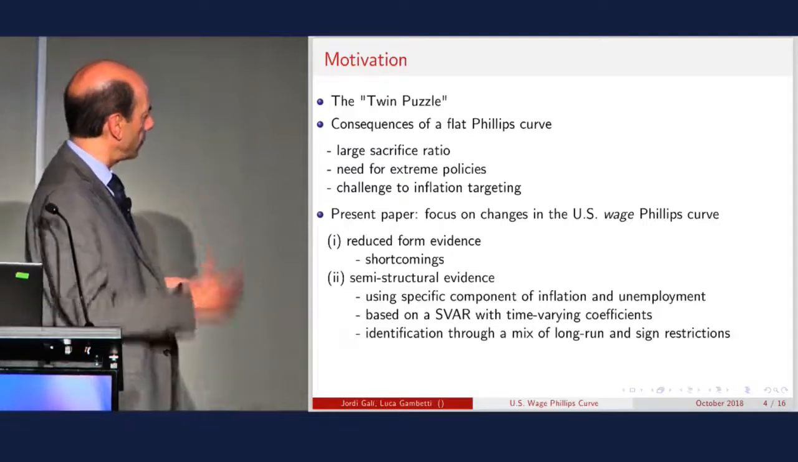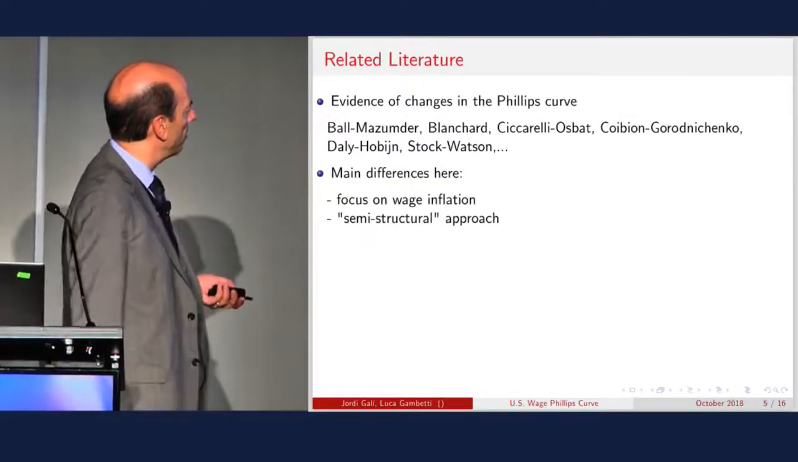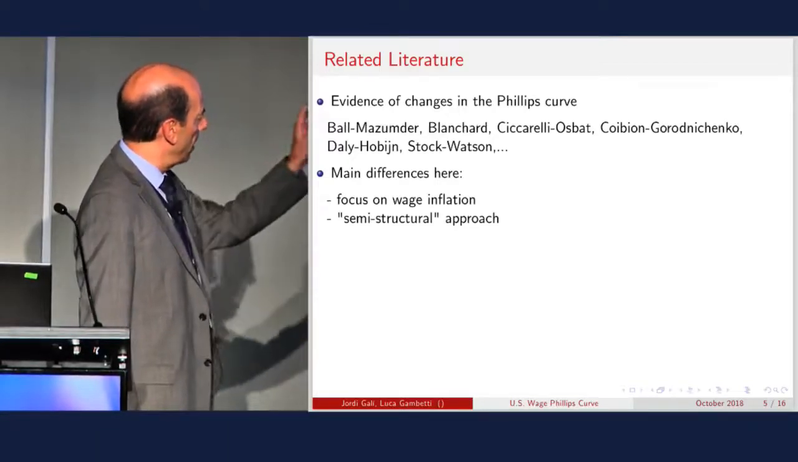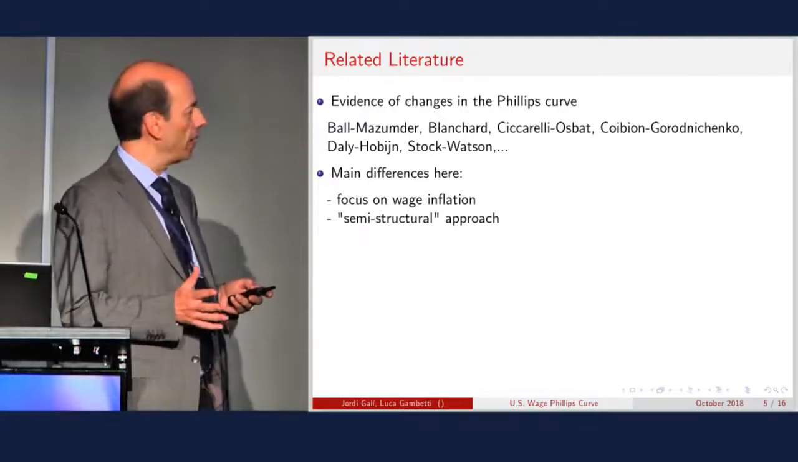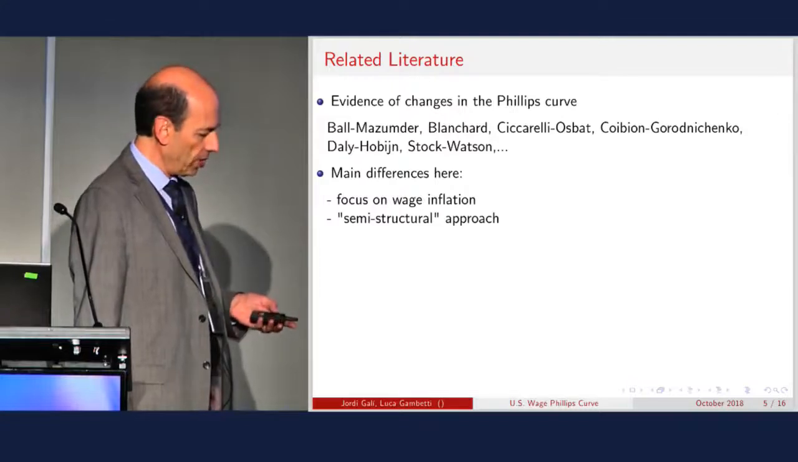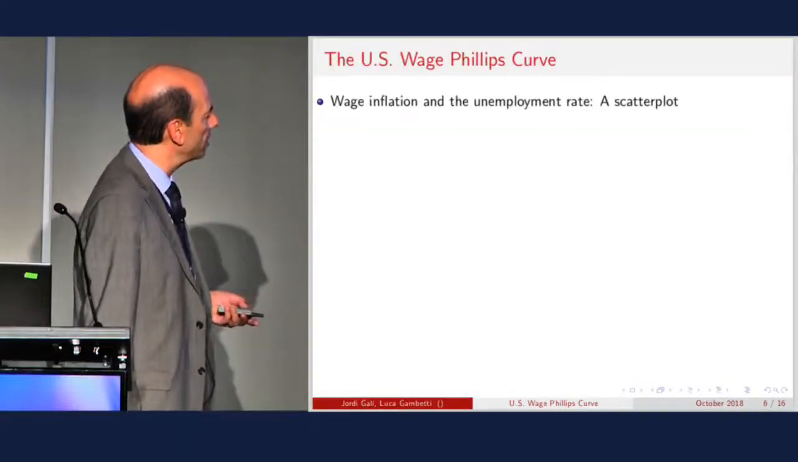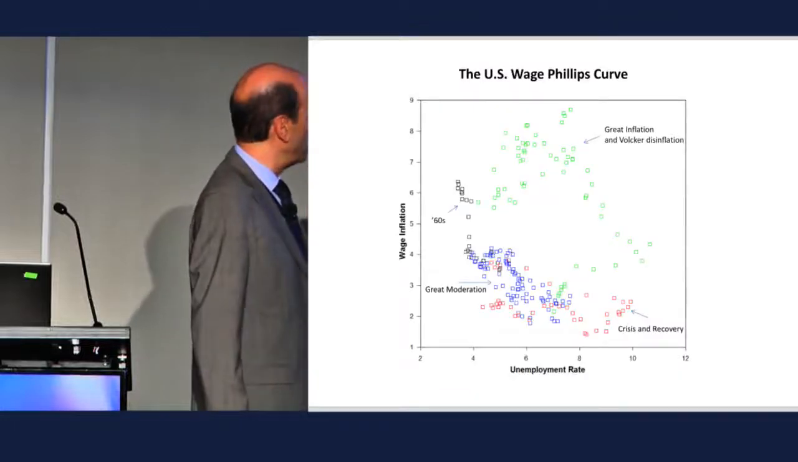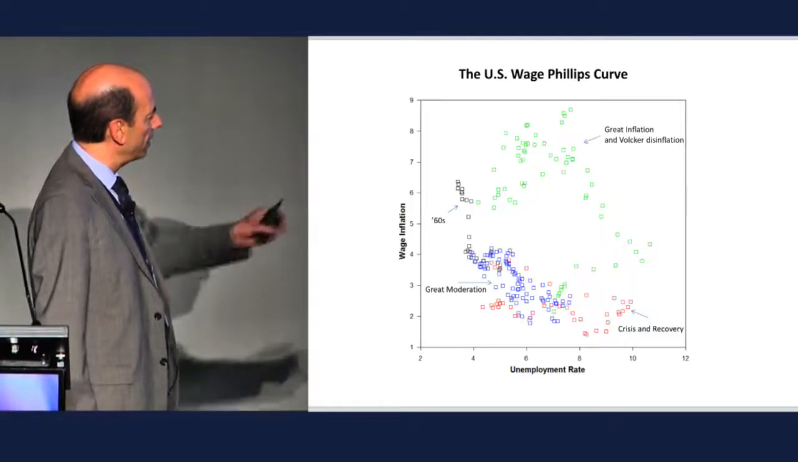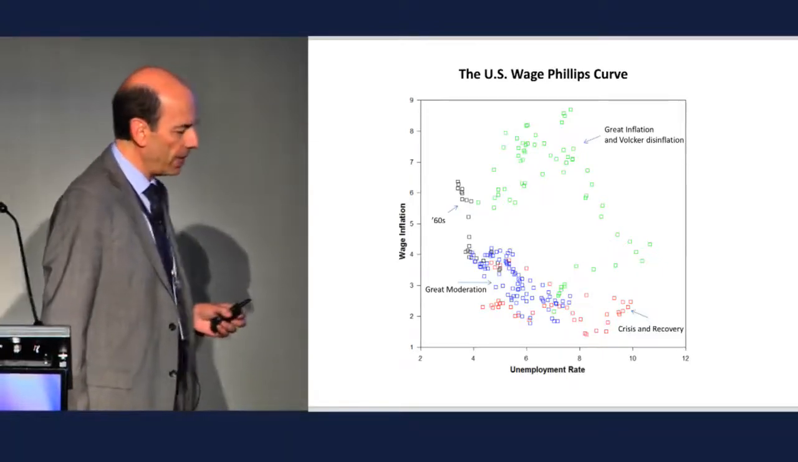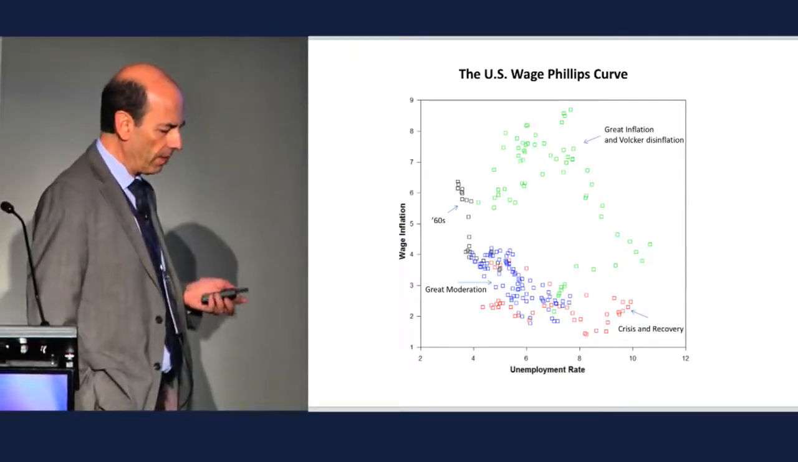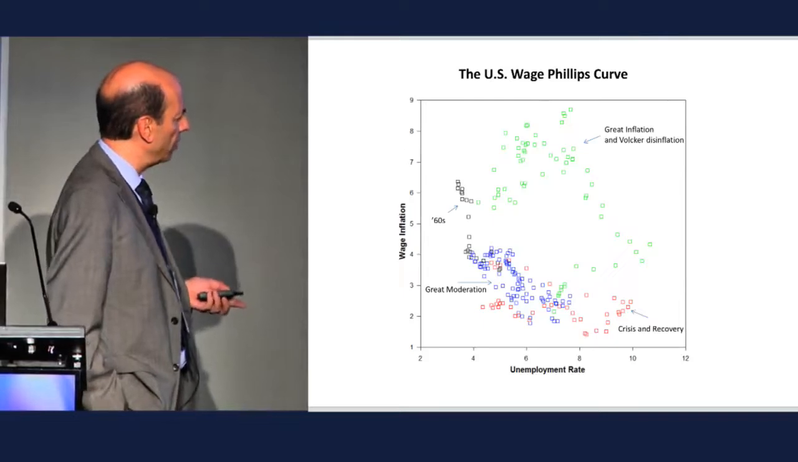Now, again, here are just some recent papers that have documented these changes in the Phillips curve. The main differences in our approach have to do with the focus on wage inflation and the semi-structural approach that I had mentioned earlier. Okay, so let me start by showing you a scatter plot of wage inflation and the unemployment rate. Again, this is for the post-war period. The measure of inflation is average hourly earnings for production and non-supervisory workers.